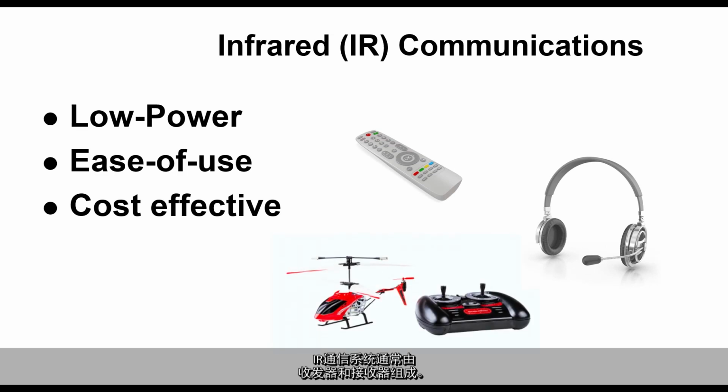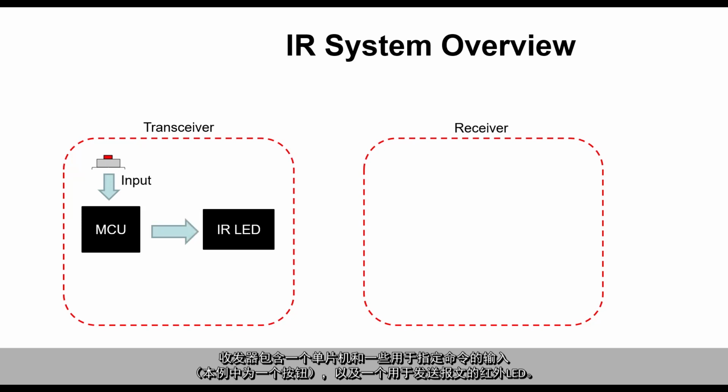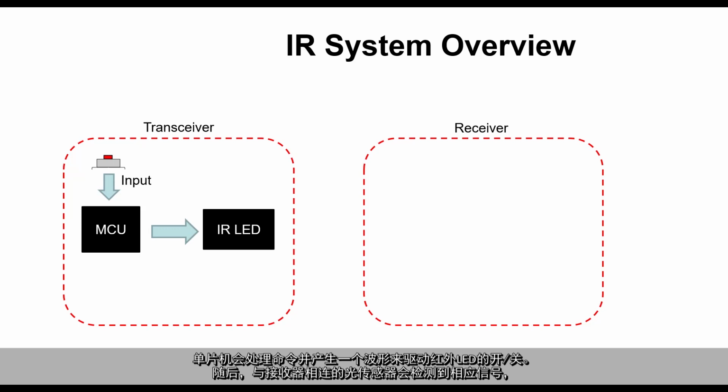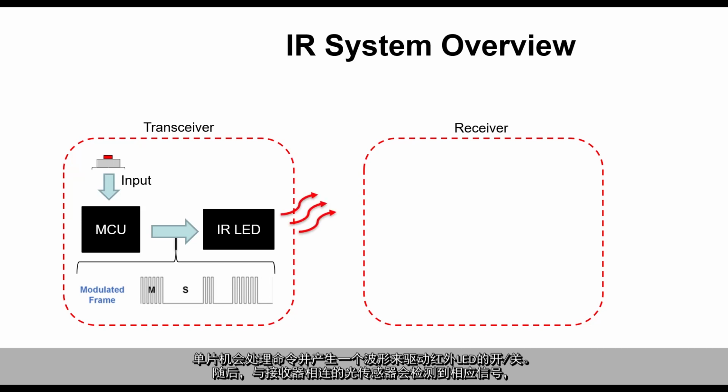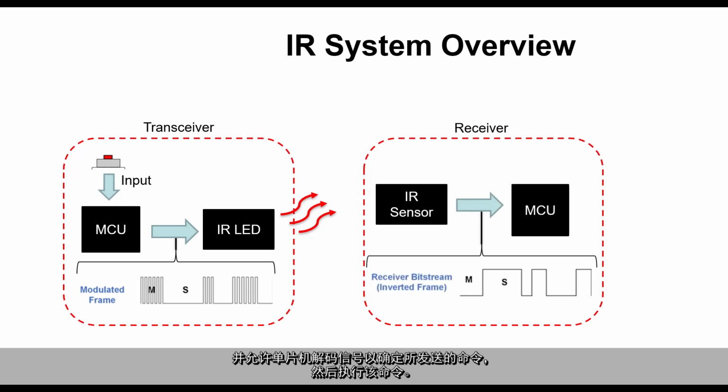IR communication systems generally comprise a transmitter and a receiver. The transmitter consists of a microcontroller as well as some sort of input to specify commands, in our case a push button, as well as an infrared LED that will transmit the message. The microcontroller processes the command and generates a waveform that drives the infrared LED on and off. That is then detected by a light sensor attached to the receiver, which allows the microcontroller to decode the signal to determine what command was sent and then fulfill that command.